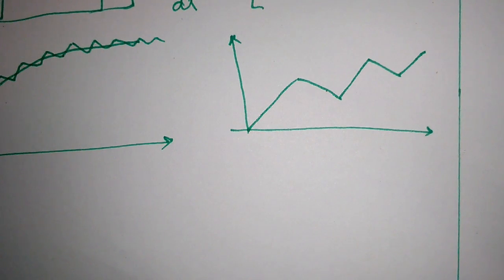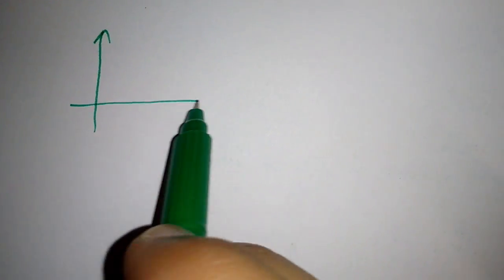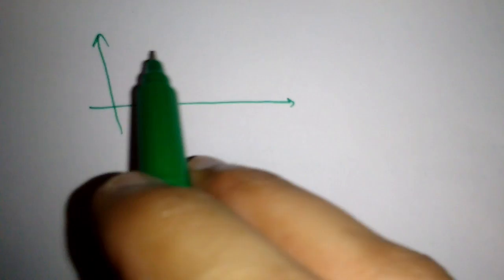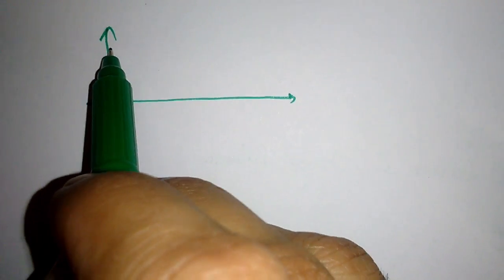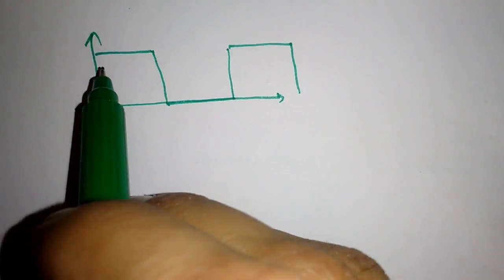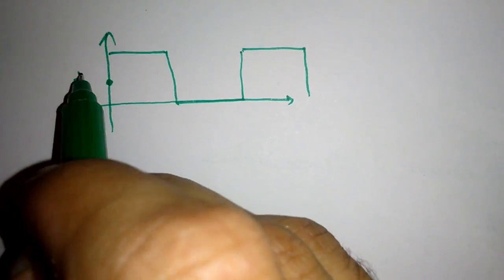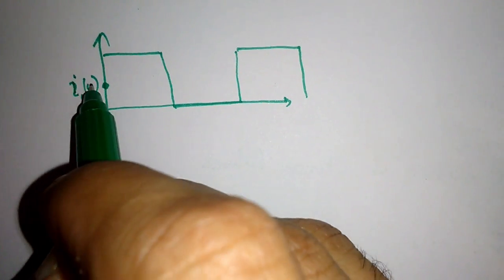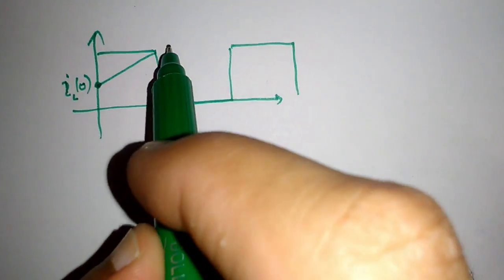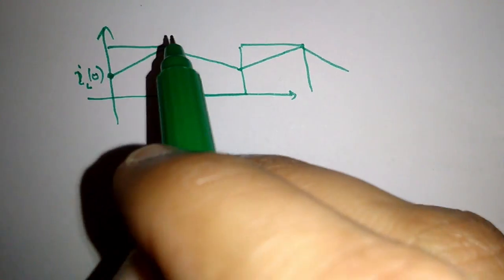And at the steady state, when capacitor is fully charged and inductor will have some initial value of current, the output voltage we see is like this, and inductor current has some initial value, and it will be rising like this, right?